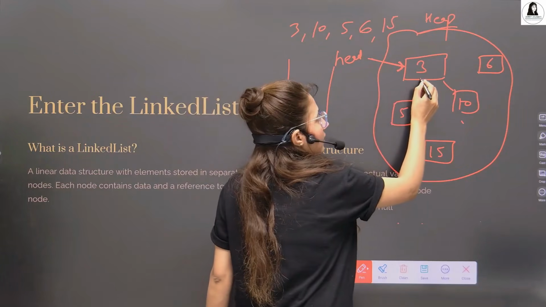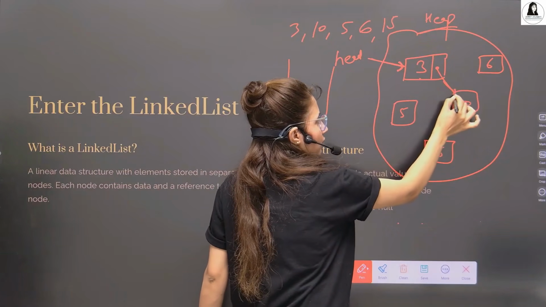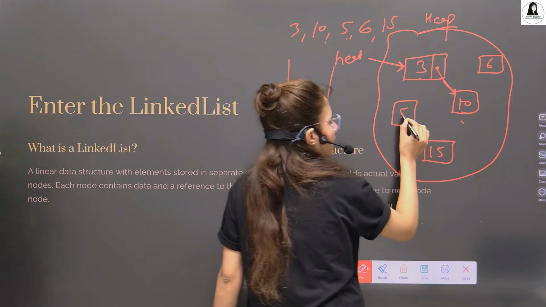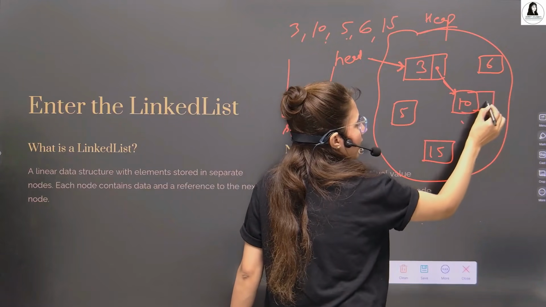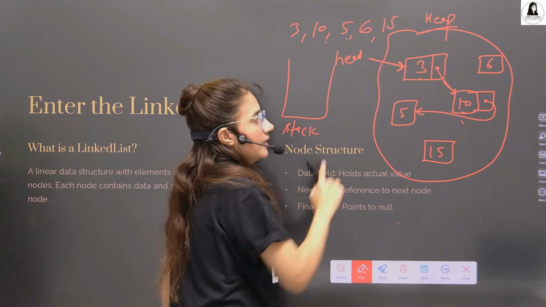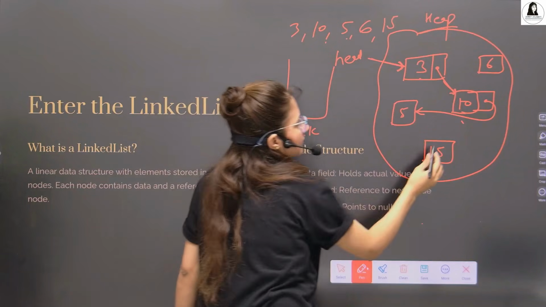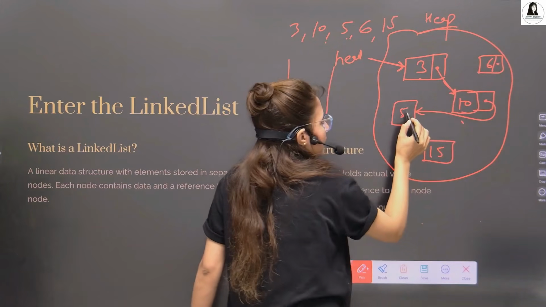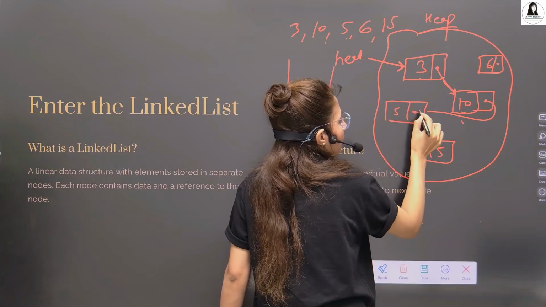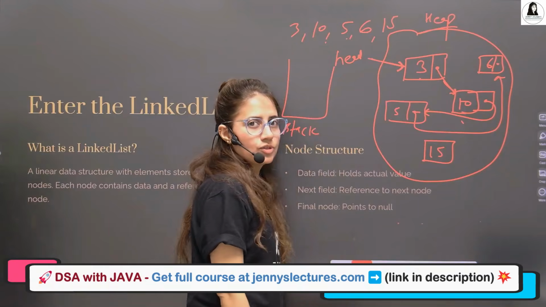So data plus address of the next node. Here also after 10 we are having 5. So create a node 5, store 10 and the address of 5, something like this. Reference of next node, reference of next node. Then 6. Okay, 6 is here. This 5, so we create 5 here. This will have the address of this 6, pointing to this.